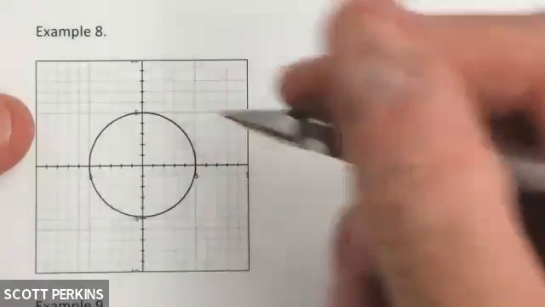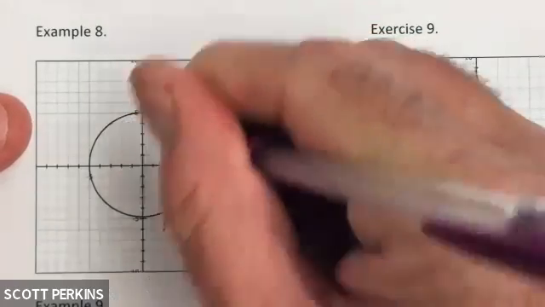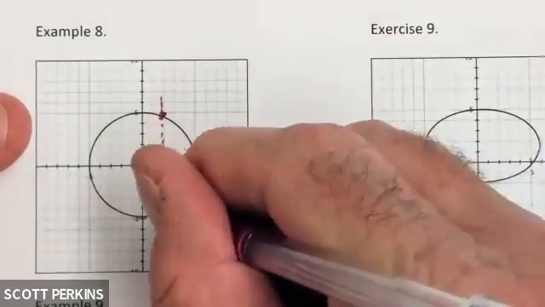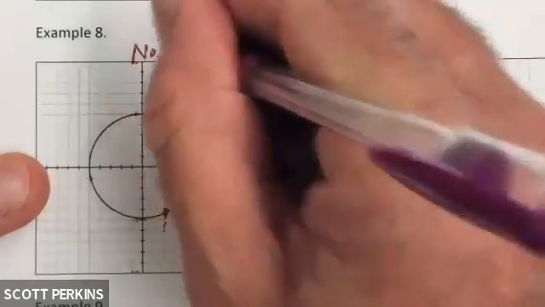It's not a function. Notice it only has to fail once, so I'm just going to draw a vertical line right here, and whoops, that vertical line hits the graph in two places. Okay, there's a top and a bottom point. So because of that, this is not a function.